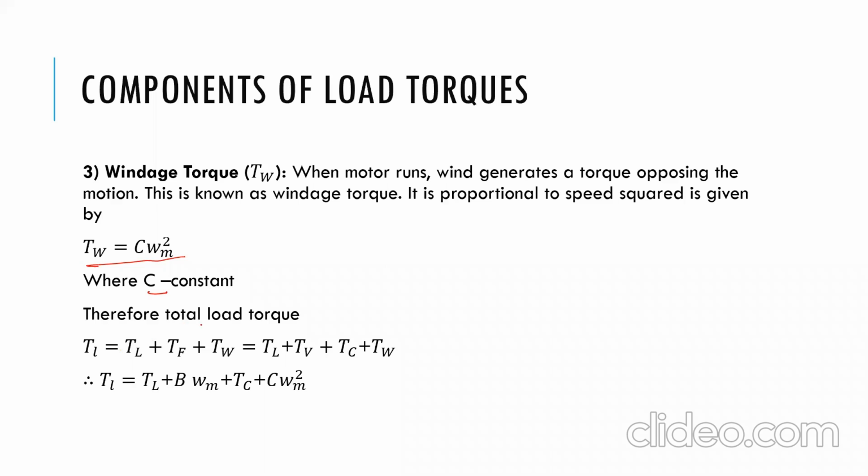Therefore total load torque TL is given by what? It is the addition of torque required to do useful work plus friction torque plus windage torque. Again TF is equal to TV plus TC. We have put that here, and therefore TL becomes TL plus TV equal to B omega m, plus TC, written as such because it is a constant value, plus TW equal to C omega m square. It means the total load torque is the addition of these four quantities.